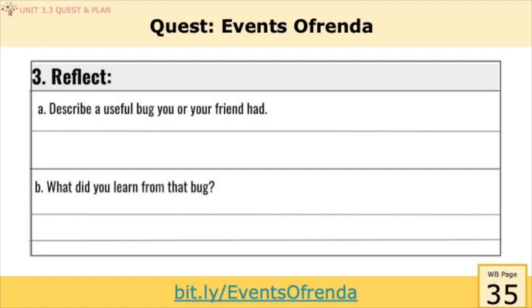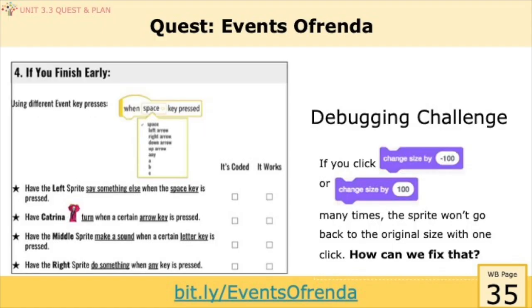Okay. So, part of the quest obviously is the reflect, which is always good for you to do and for your students to do. And then the finisher list. The debugging challenge is something that actually came up in our conversation. If you click change size by -100 or +100 many times, the sprite won't go back to the original size. And we talked about how we can fix that with the set size to 100% block.